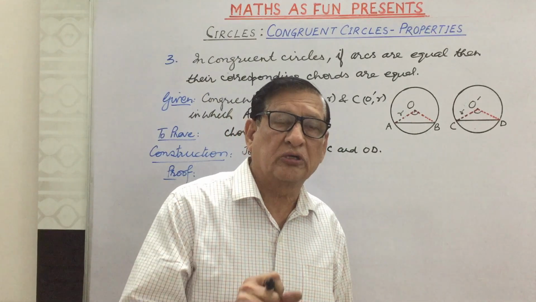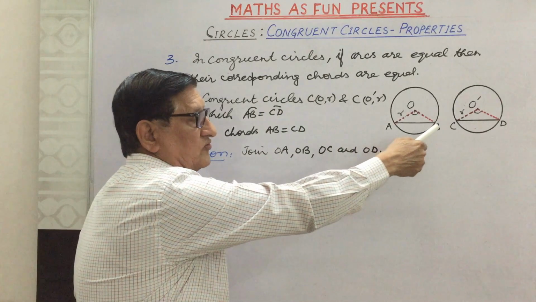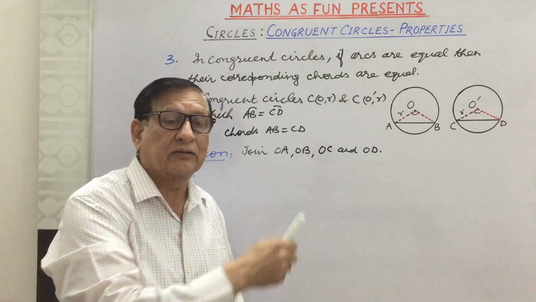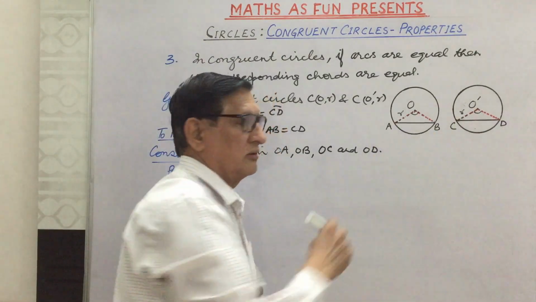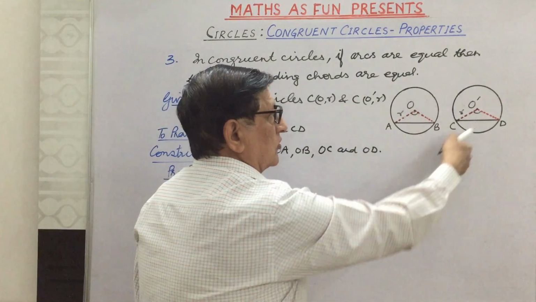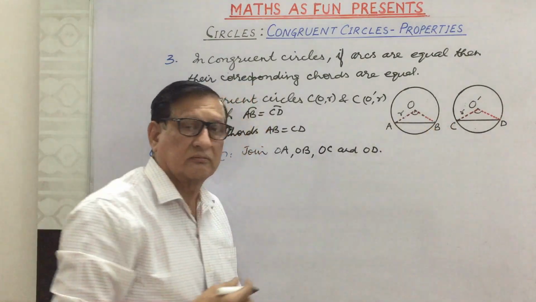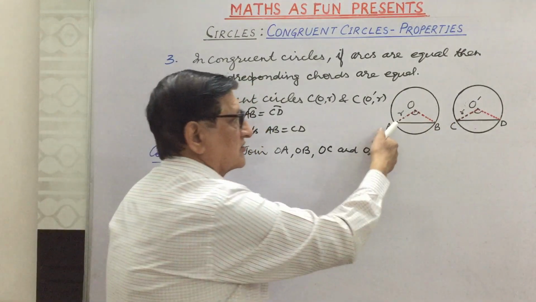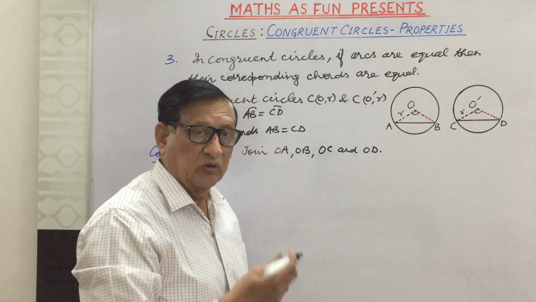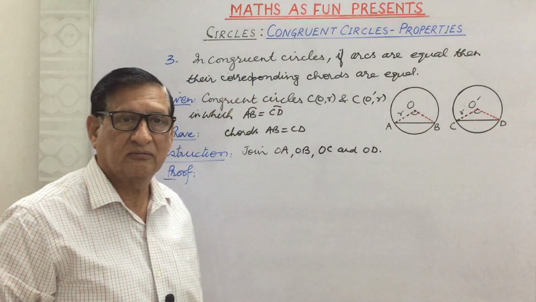Next property of congruent circles: if there are any arcs which are equal in two congruent circles, then their corresponding chords are equal. So we are drawing the diagram. There are two congruent circles with centers O and O dash and radius R. There are two arcs AB and CD which are equal. We have to prove that their corresponding chords AB and CD are also equal.